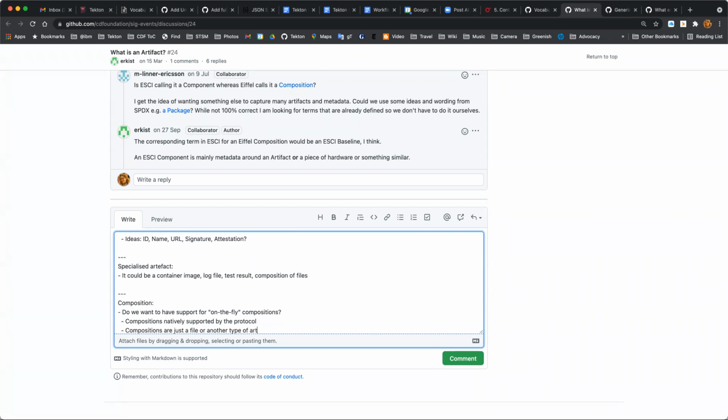So they would just say that an artifact is something that points to... basically we don't have an on-the-fly composition. We're not talking about that right now then. Great.